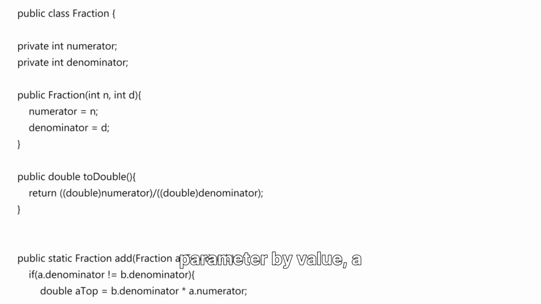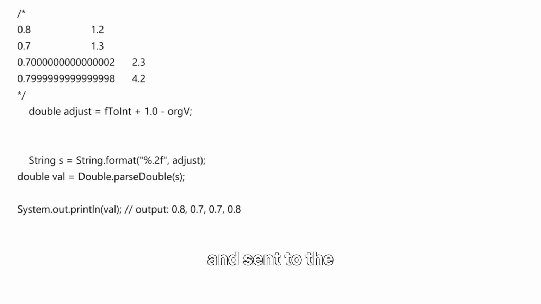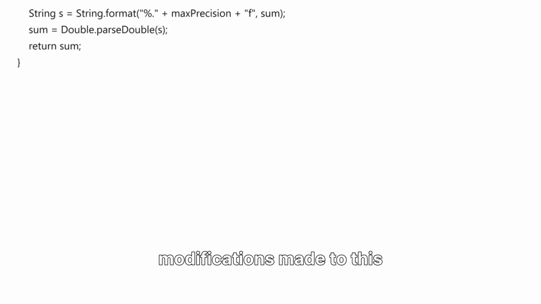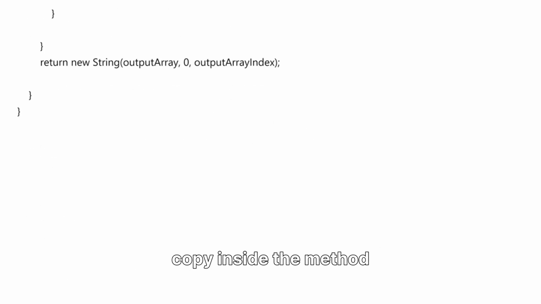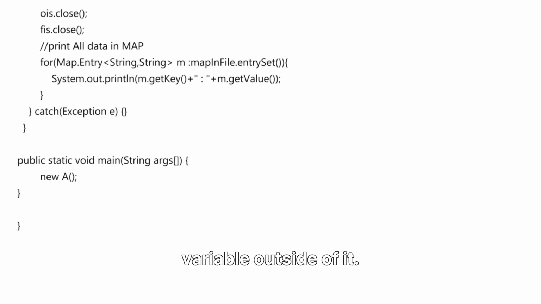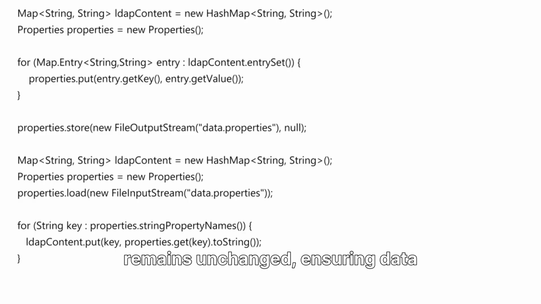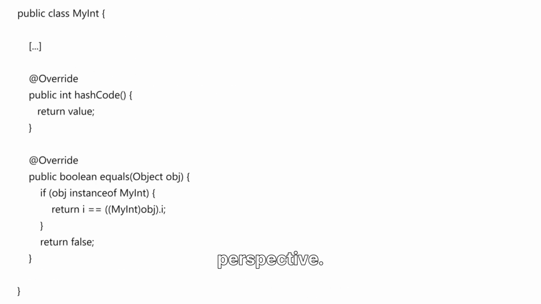When you pass a parameter by value, a distinct copy of the variable's data is created and sent to the method. This means that any modifications made to this copy inside the method are isolated and do not affect the original variable outside of it. The original variable's state remains unchanged, ensuring data integrity from the caller's perspective.